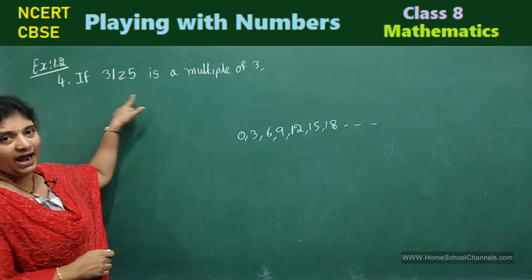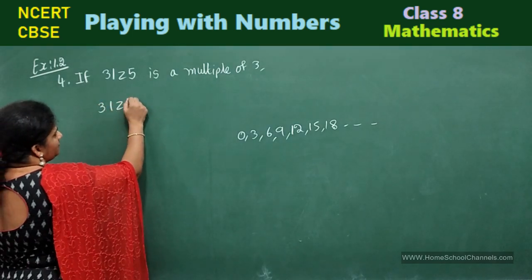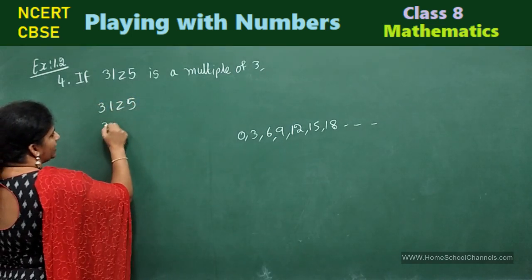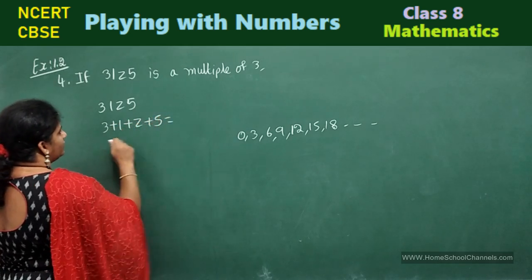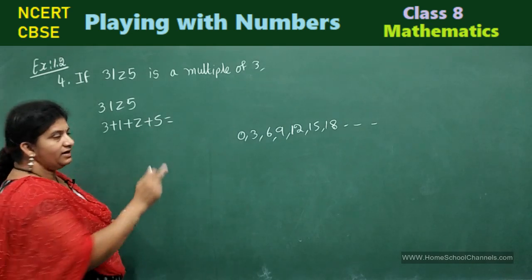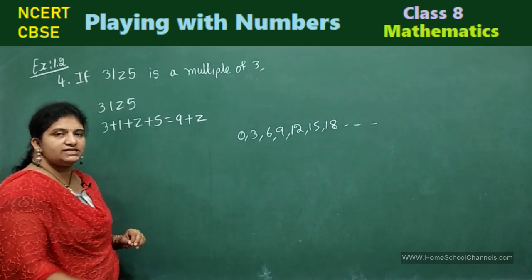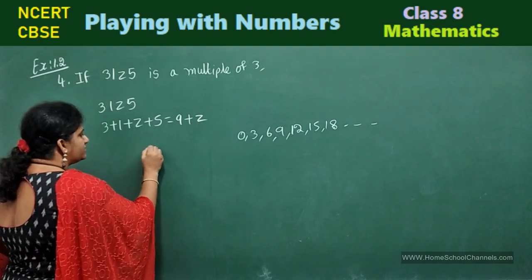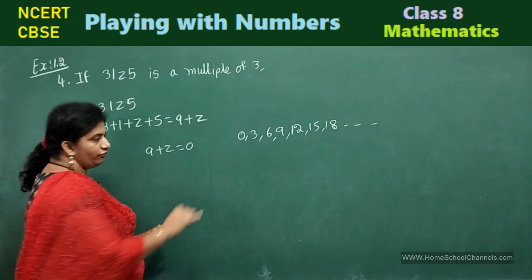And now add the digits. It is a 4-digit number. Add the digits 3 plus 1 plus z plus 5. 3 plus 1 is 4. 4 plus 5 is 9. 9 plus z. Now start equating these values. 9 plus z is equal to 0. Do you get it? No, we won't get it.